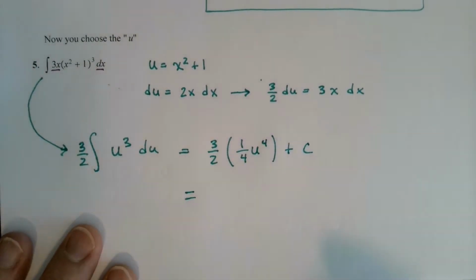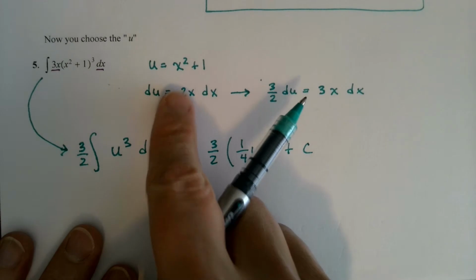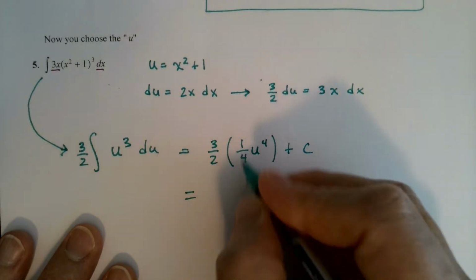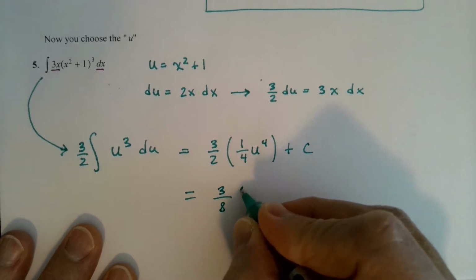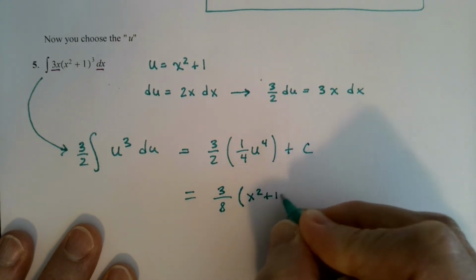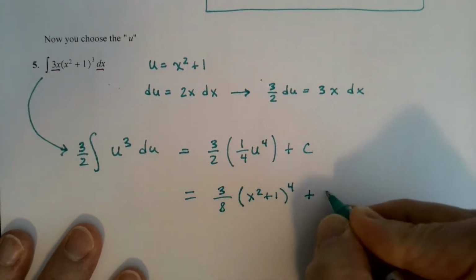And now we're ready to write it in terms of the original variable. U is equal to x squared plus 1. 3/2 times 1/4 gives me 3, 2 times 4 is 8. U is what? X squared plus 1 to the 4th plus our constant c.